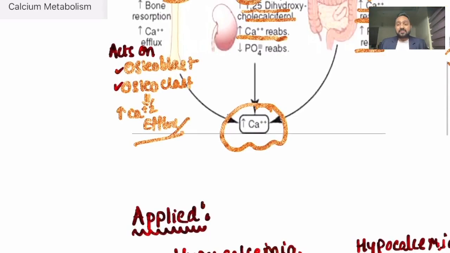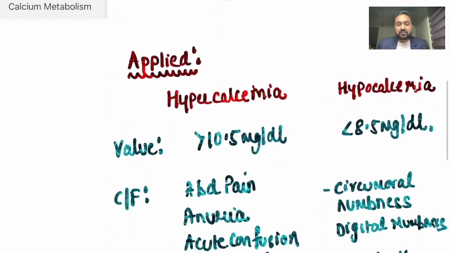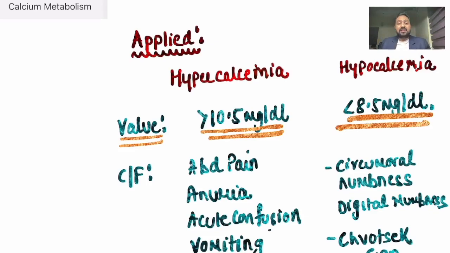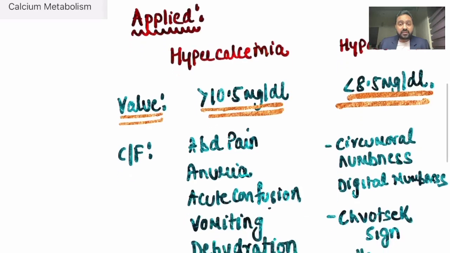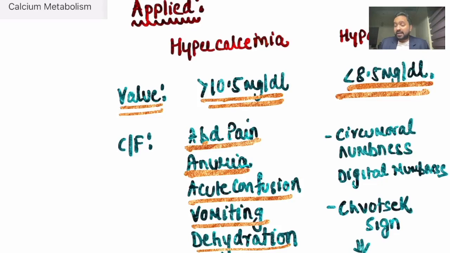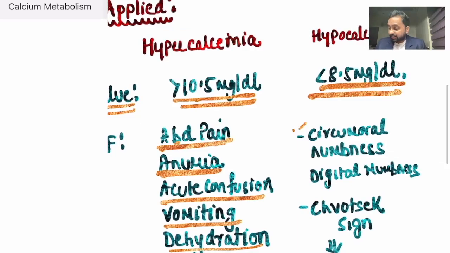Now coming down to the applied concept. Calcium levels could show either hypercalcemia or hypocalcemia. Let's understand a few important points regarding them. First, regarding the values: hypercalcemia is usually seen when the values rise above 10.5 milligram per deciliter, whereas hypocalcemia is usually seen when values fall below 8.5 milligram per deciliter. With the clinical features of hypercalcemia, the patient might present with abdominal pain, anuria, acute confusion, vomiting, or dehydration. Whereas in hypocalcemia, they might have circumoral numbness and digital numbness.